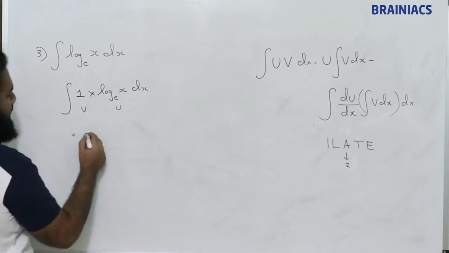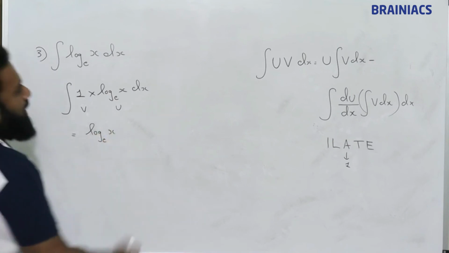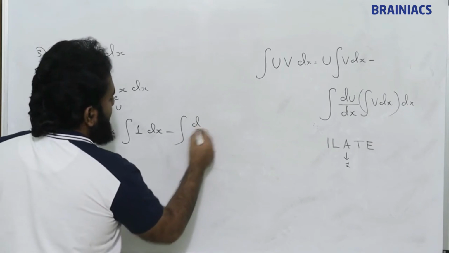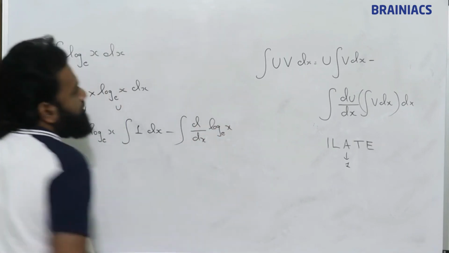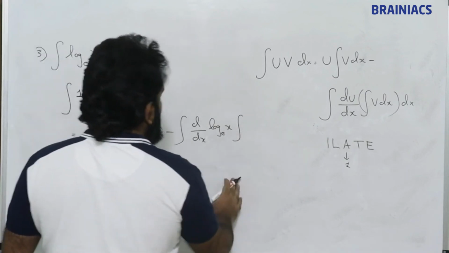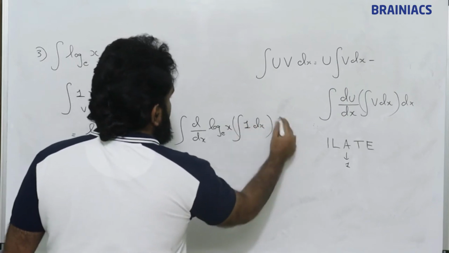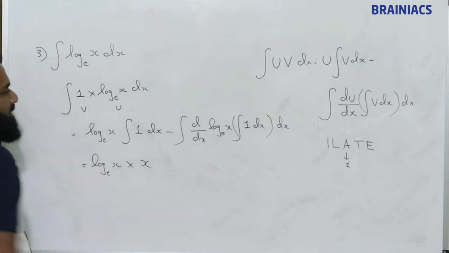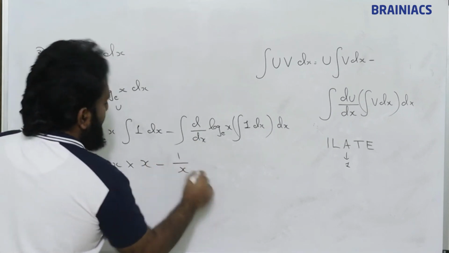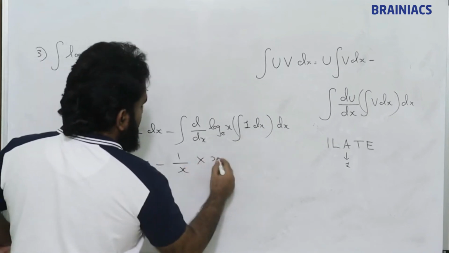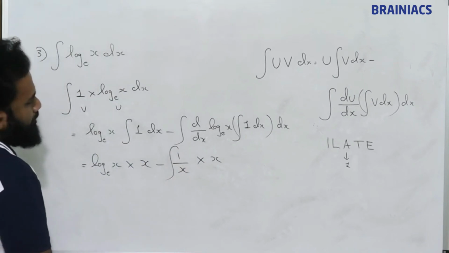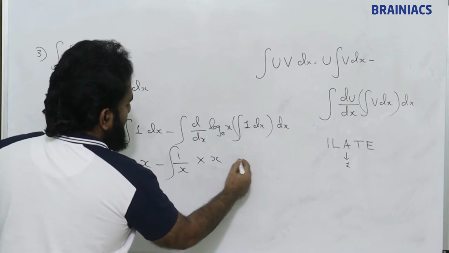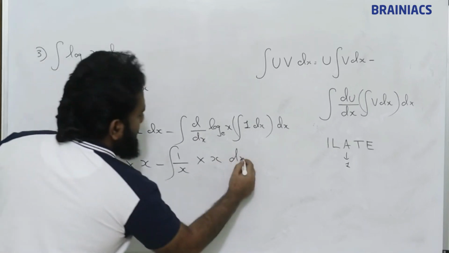This is U, so we will write U as such, log x we will write there. Then integration of 1 dx minus integration of du by dx, so d by dx of log x, then into integral of what, again 1 dx. Now log x into integration of 1 dx is nothing but x, minus d by dx of log x is nothing but 1 by x, into integration of this is x, here one integral is there. This is x dx.